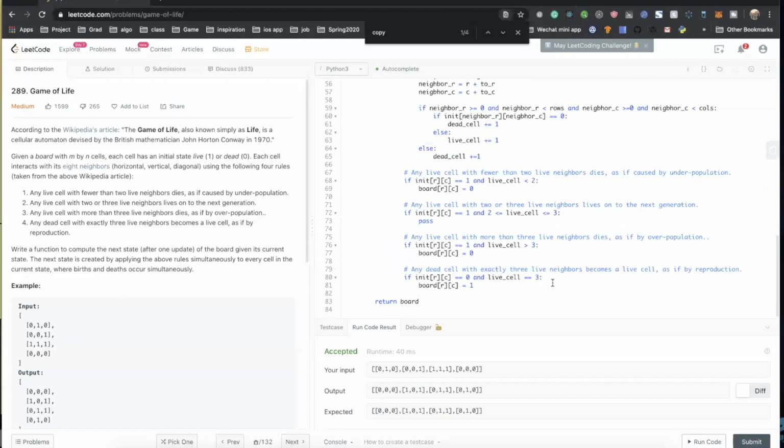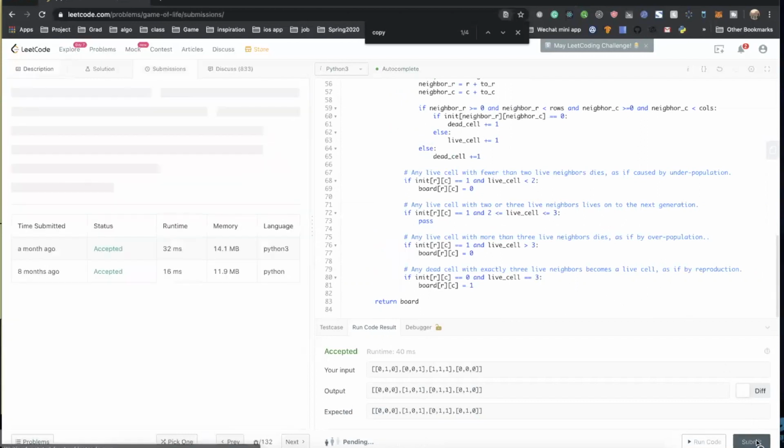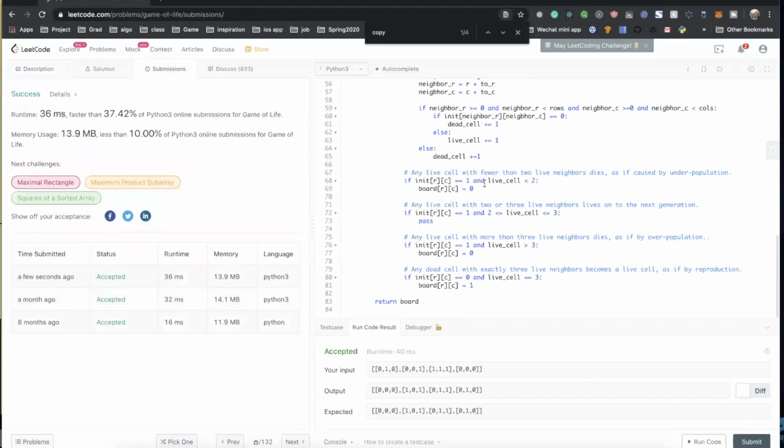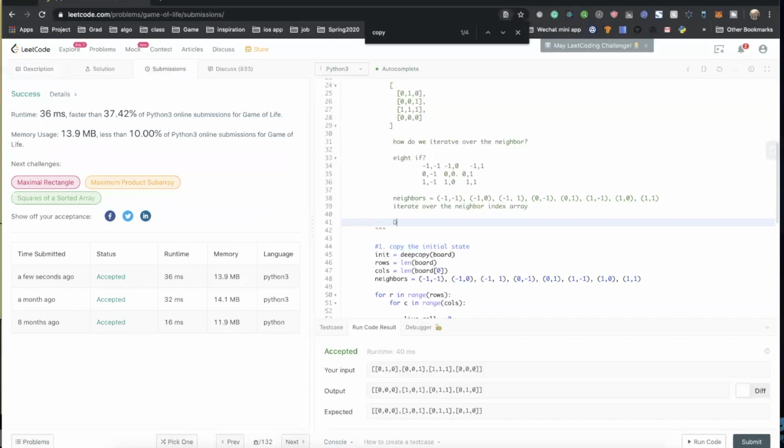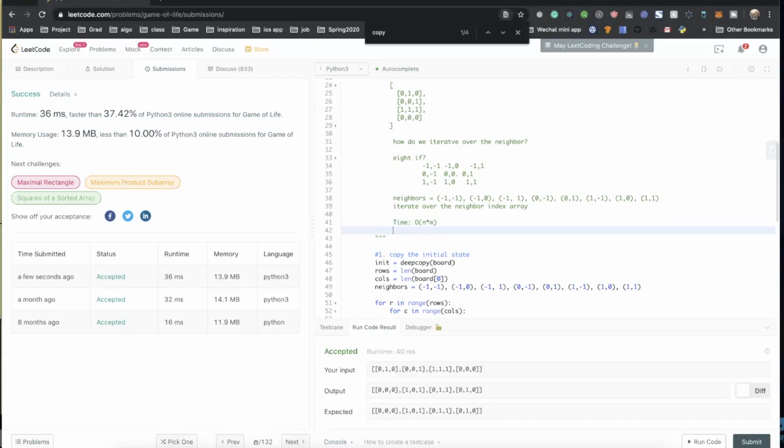It is correct. Let's submit our code. Yes. And for the time and space complexity analysis, the time complexity is n times m. And the space complexity, since we copy the initial state, is also n times m.